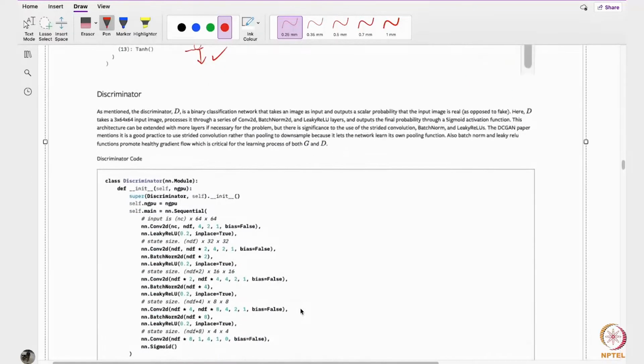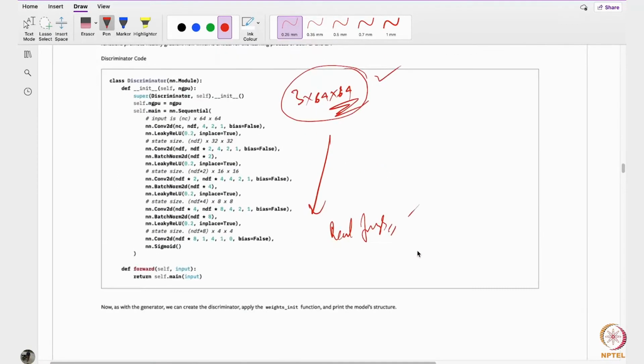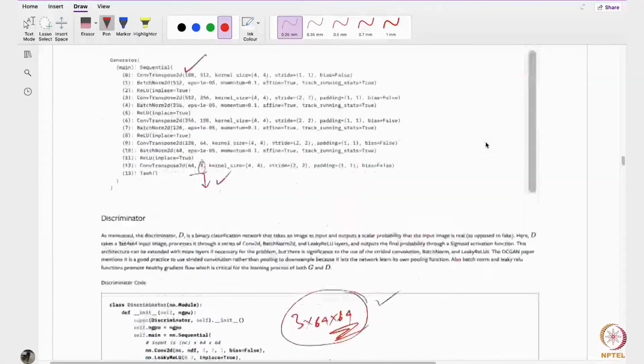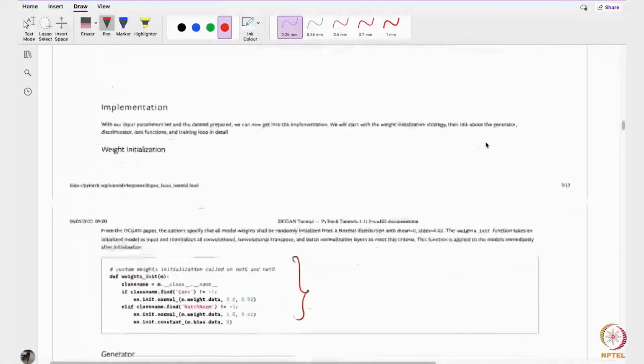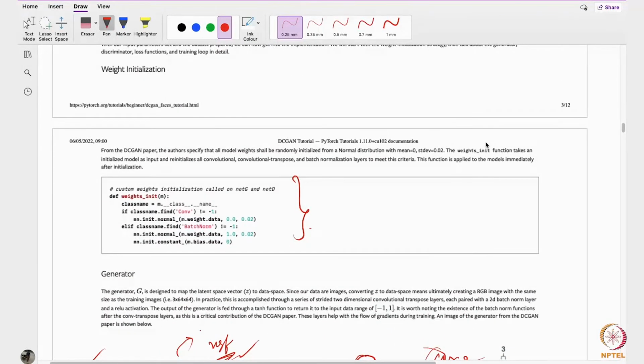Next is the discriminator. Same thing, here you will feed the input image as 3 by 64 by 64, and the output will be a probability score of whether this particular image belongs to the real images. That is the output of this discriminator. Here also we have followed leaky ReLU activation functions, batch normalization, and strided convolutions. Now this is the discriminator block. Earlier we discussed the generator block. Before that we prepared the data set and converted it into a data loader in terms of batches.